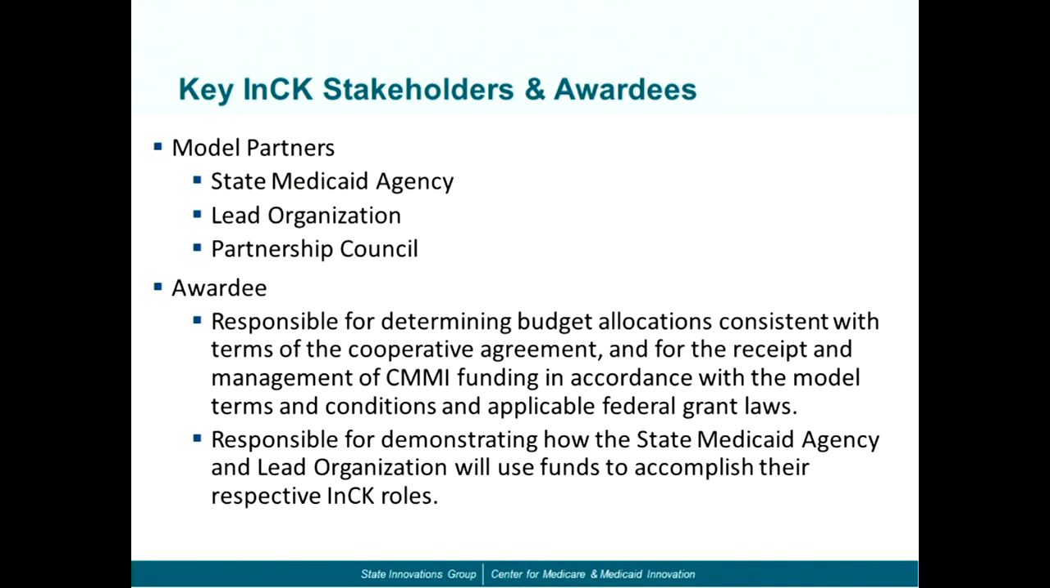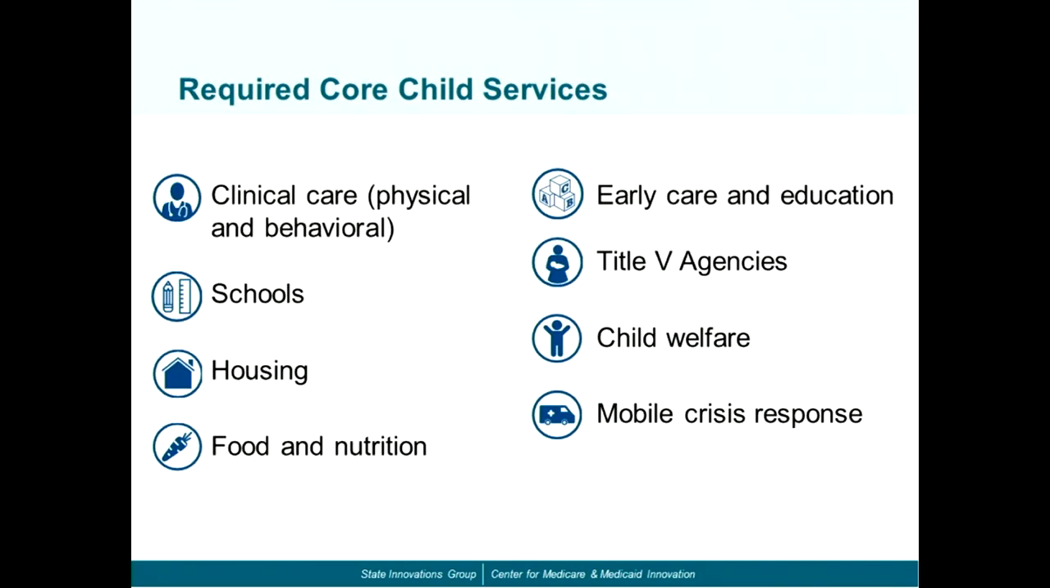And then third is the Partnership Council, because at its core, this model is an effort in collaboration. The Partnership Council will have representatives from the state Medicaid agency, the lead organization, and many of the providers in play, as well as some of the other community stakeholders that need to be represented to help make sure that decisions are made by consensus. Hopefully you can see already why this model is so complex.